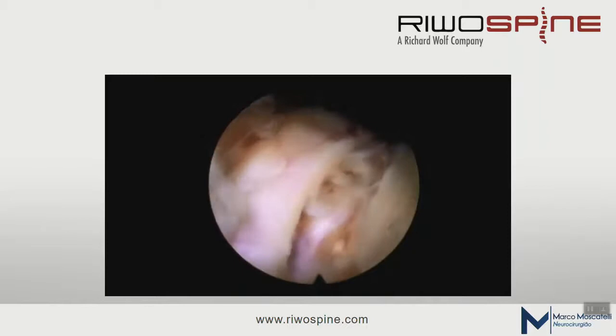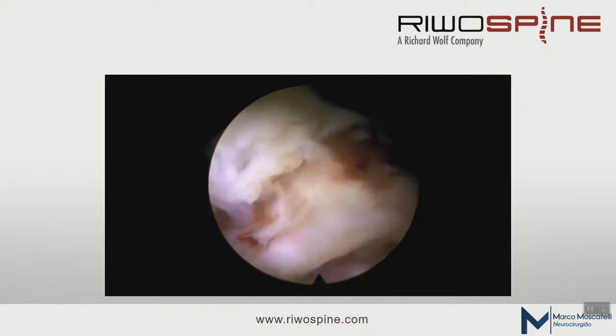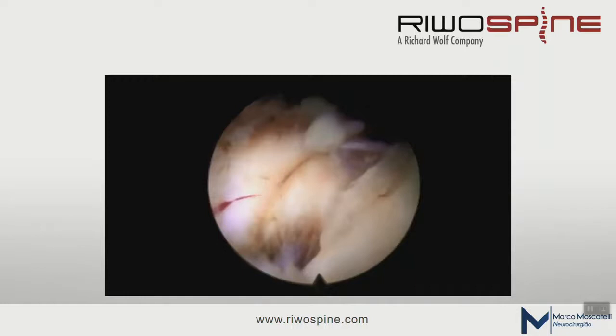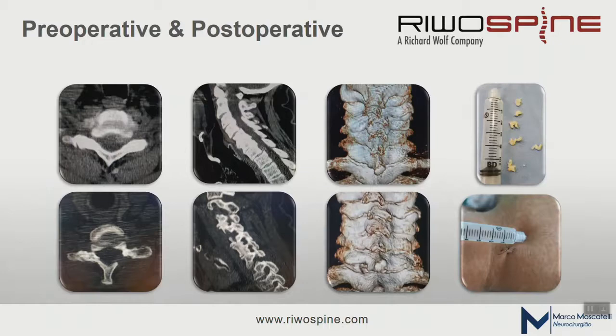You can see before and after. It's much better now. Here we can see before and after, and axial and sagittal. In the reconstruction, we can see our approach: the fragments, 1, 2, 3, 4, 5, 6, 7 fragments, and the incision.